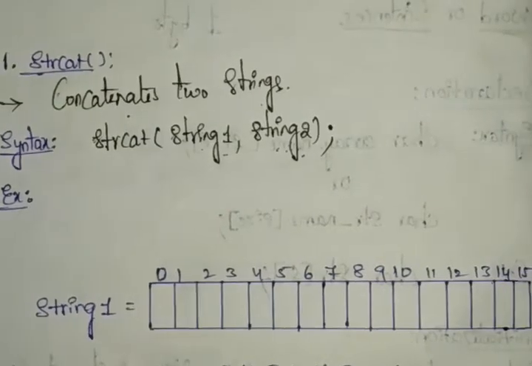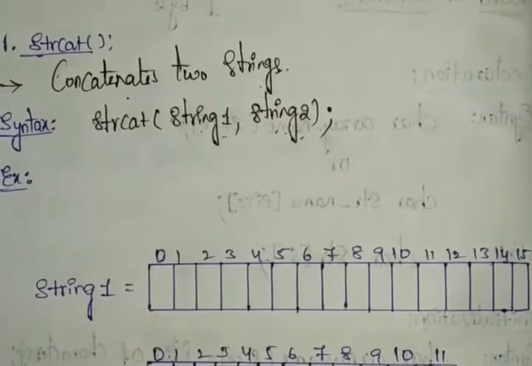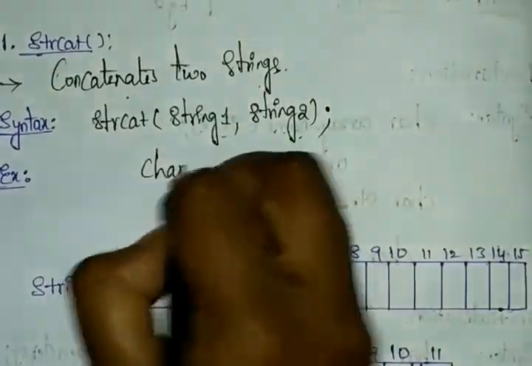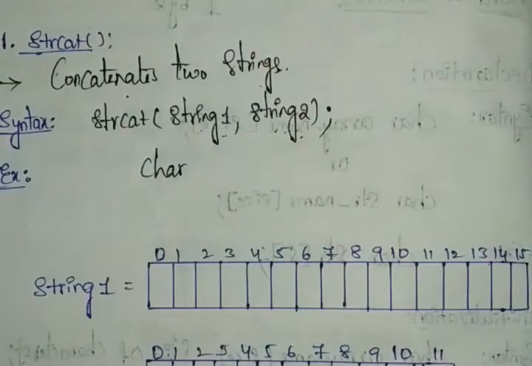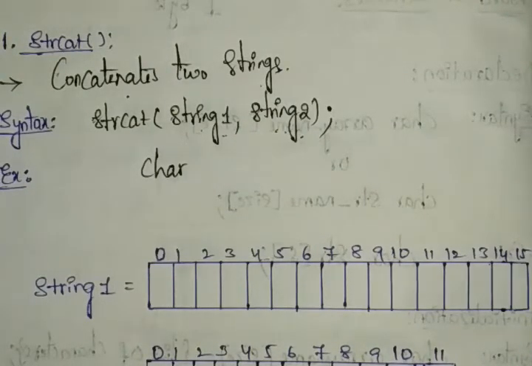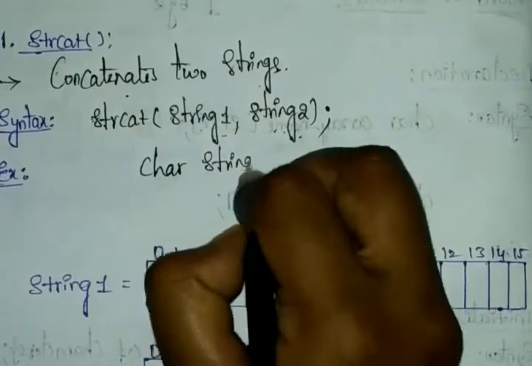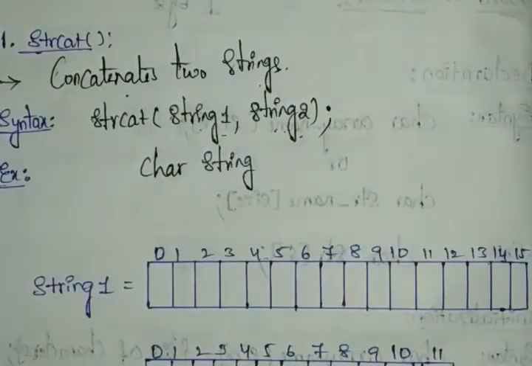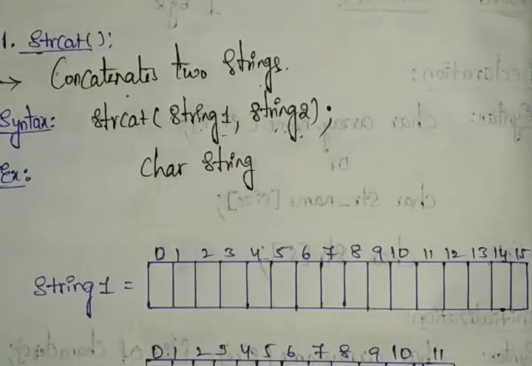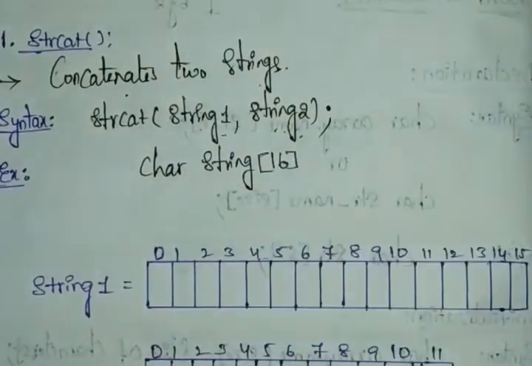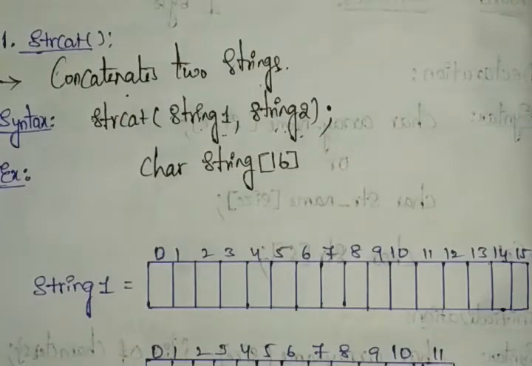Okay, let's see. Here we have one example for this. Here I am choosing the char data type, because a string is represented using a character array, right? After that, I'm choosing the string array name, or else your string name, and the size is 16.